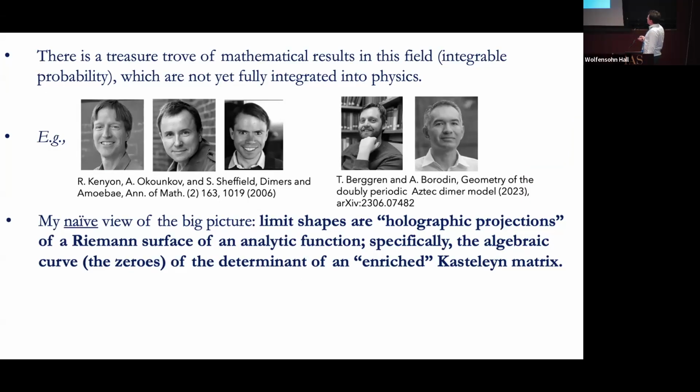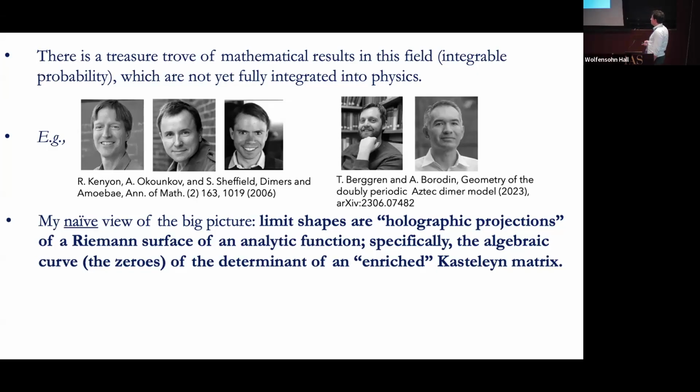And so there are examples of papers which are not an easy read, but once you understand it, you say, oh, that's really cool. So in my naive view, the big picture that emerges from these papers is that these limit shapes are sort of, quote unquote, a holographic projection of some surface associated with the so-called Kasteleyn matrix. And so there's some big structure that exists.